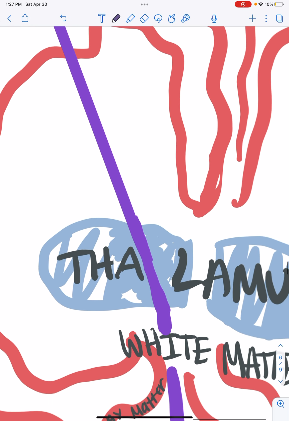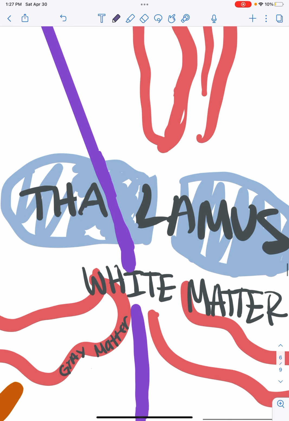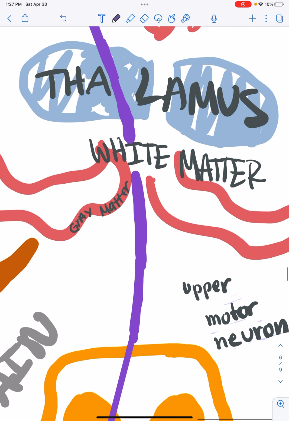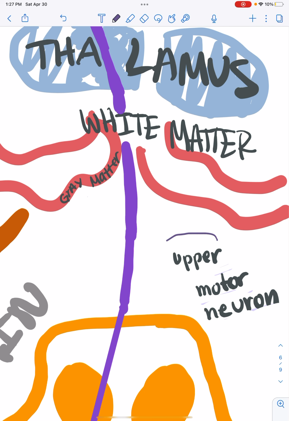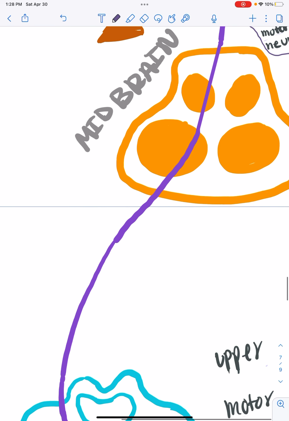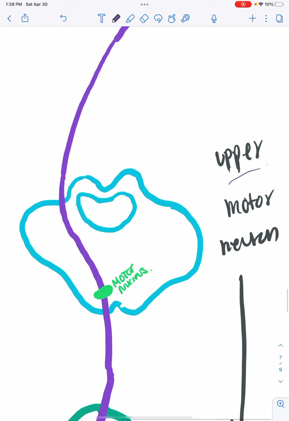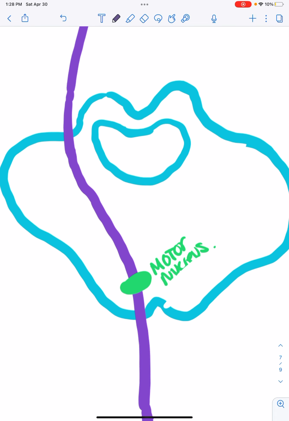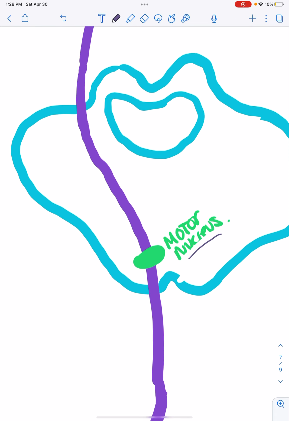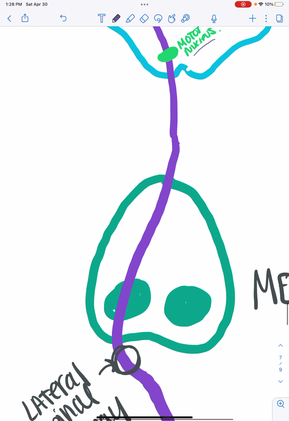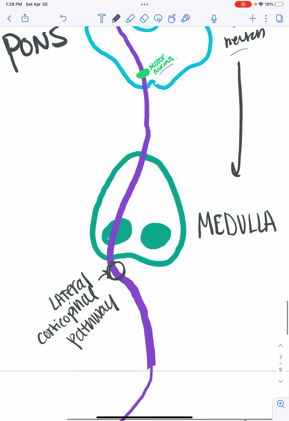We move down and we see the thalamus and the white matter and the gray matter. We move down, and this is still considered part of the upper motor neuron as well. We move down and we see the midbrain. We go through the midbrain, still considered upper motor neuron, and we then meet the pons. In the pons, we move through the motor nucleus, as this is a motor neuron. We're trying to get motor in our finger. And now we meet the medulla.